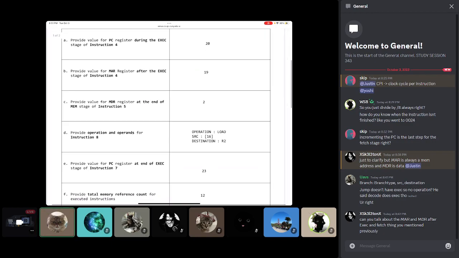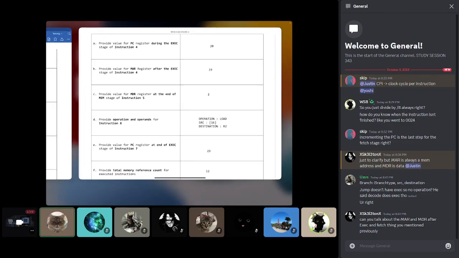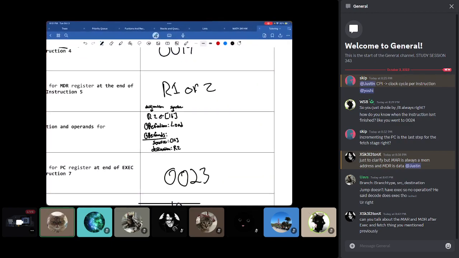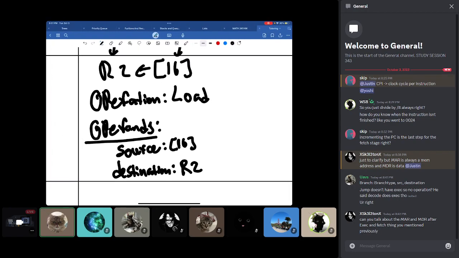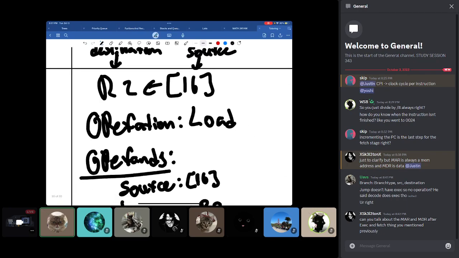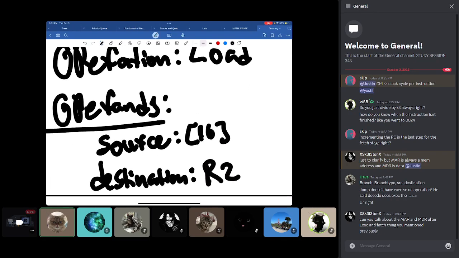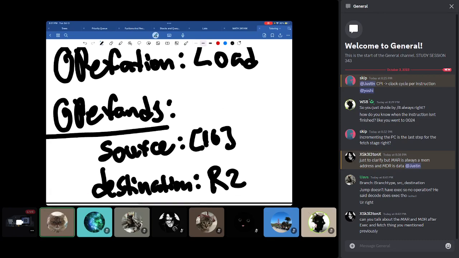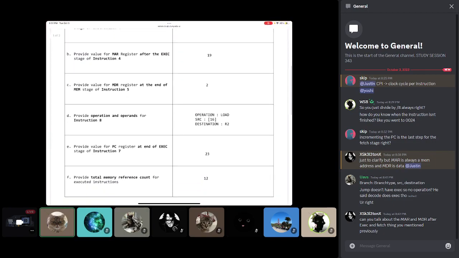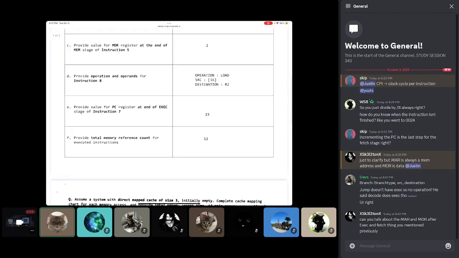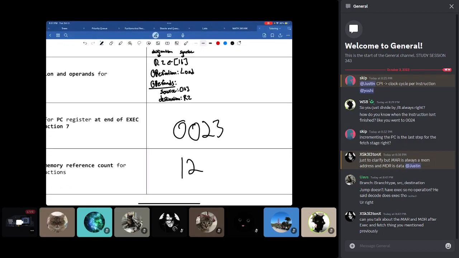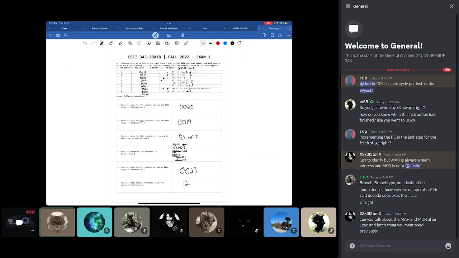And then you see he does operation is the load, source is 16, and destination is R2. That's exactly what we did here as well, where we just restated the instruction. Then we said the operation was load, the operands was the destination, which is R2, and the source, which is 16. And then here he said 23, which is just 0023. And then F he said 12 as well. Right? Any questions about that?